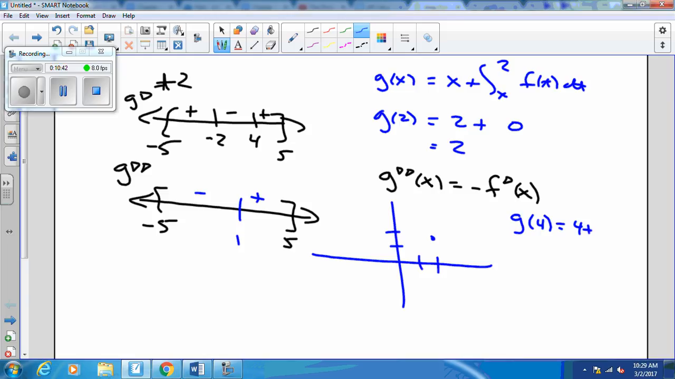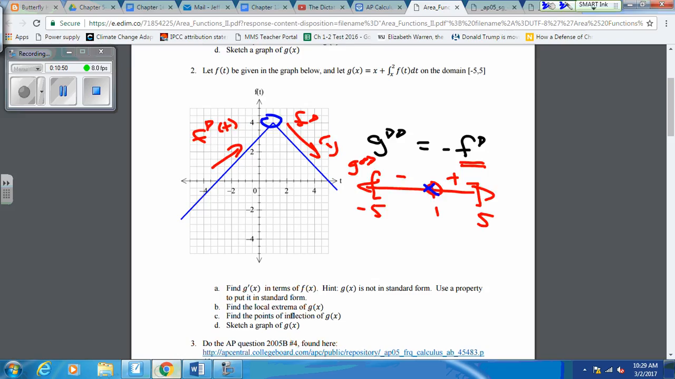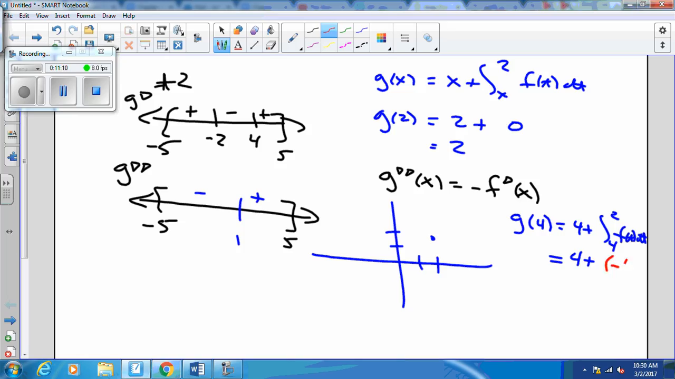G of 4 should be 4 plus the integral from 4 to 2 of f. Notice that I'm integrating backwards there. And if I go from 2 to 4, this is a height of 1, that's a height of 3, and so the area here is going to be the average of the bases times the width, that's 4. So that if I integrate from 4 back to 2, I get -4, and G of 4 should be 0. So this gives me another point right here, that's my local min.